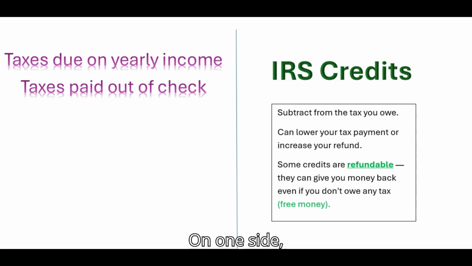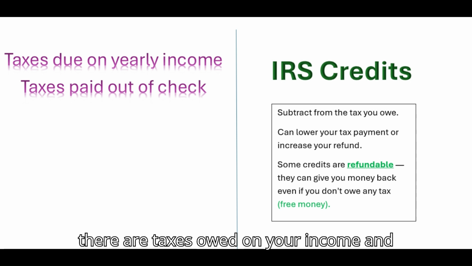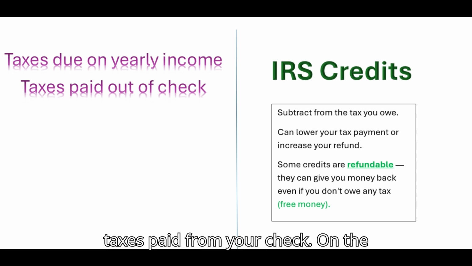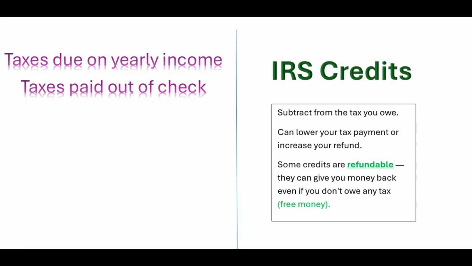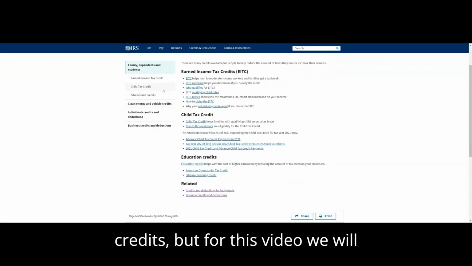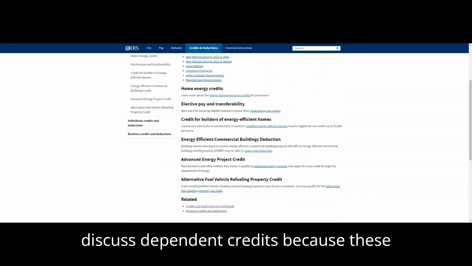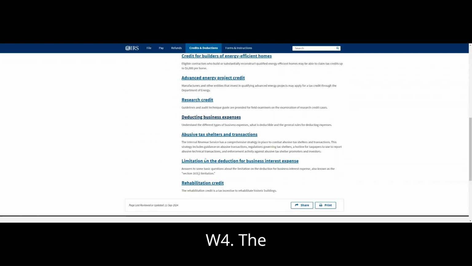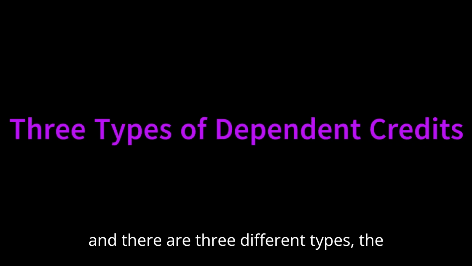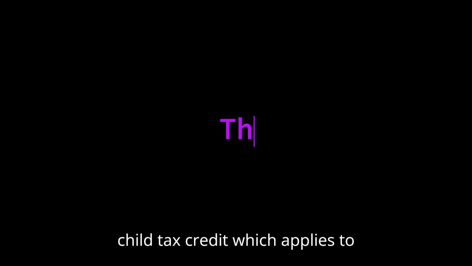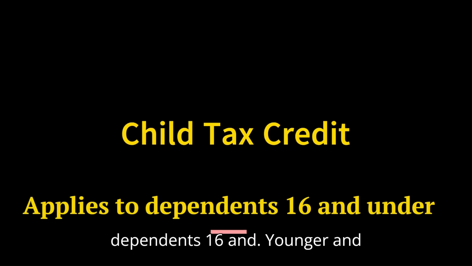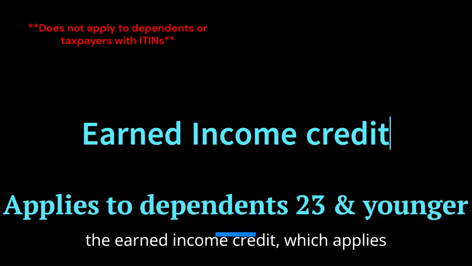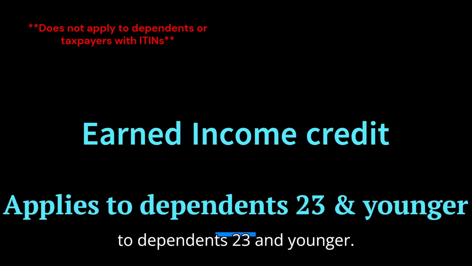Let's talk about them. On one side, there are taxes owed on your income and taxes paid from your check. On the other side, there are credits. There are many different types of credits, but for this video, we will discuss dependent credits because these credits go hand in hand with the W-4. The IRS gives dependent credits to taxpayers, and there are 3 different types. The child tax credit, which applies to dependents 16 and younger, and the earned income credit, which applies to dependents 23 and younger.